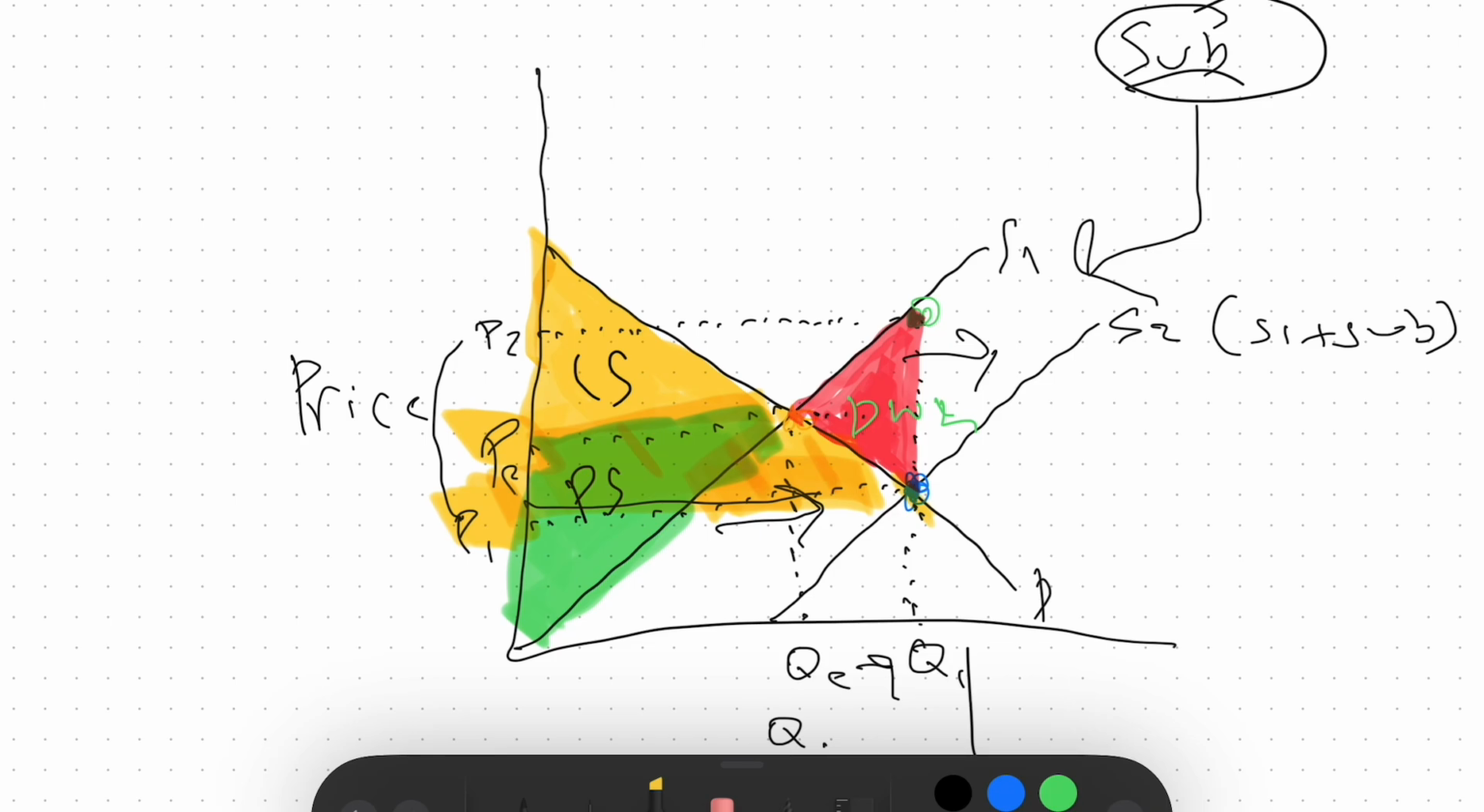Now the producer surplus also has expanded because the producers, right, they used to get the money at this equilibrium point, but now the producers are getting money up here. So making more money means this area all up here, as well as the right to here, that is all part of the new producer surplus. The producer has increased their happiness as well.